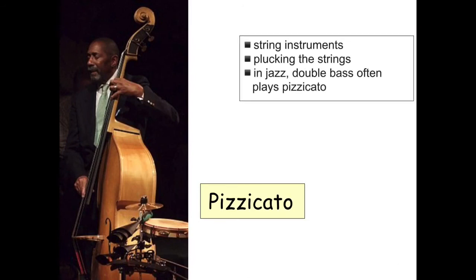The next concept we're looking at is pizzicato. This is a technique used on string instruments where, instead of using a bow, the strings are plucked, which gives a more percussive sound. In jazz music, the double bass is usually played this way, as you can see on the left. See if you can hear the pizzicato double bass in this example.